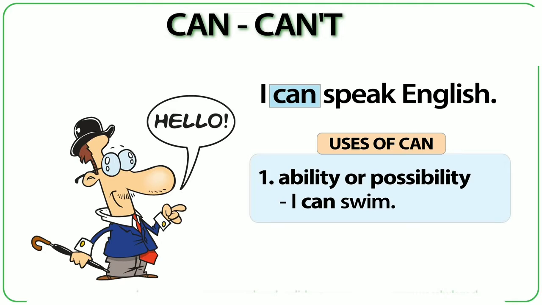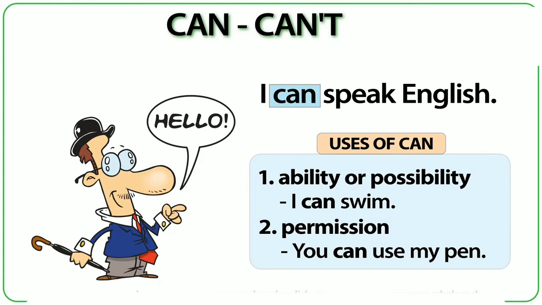I can swim. I have the ability to swim. Can is also used for permission. You can use my pen means you have permission to use my pen.